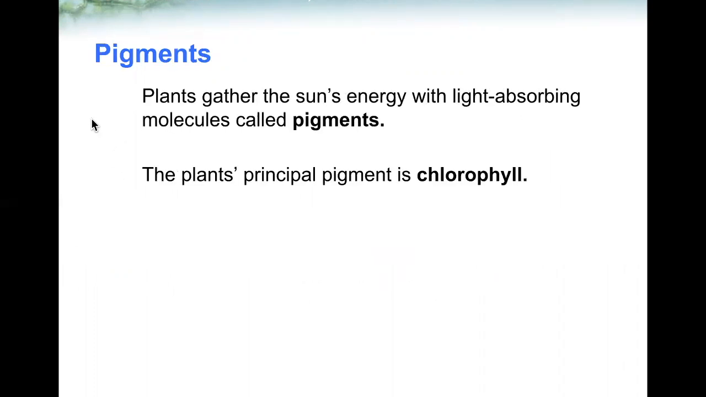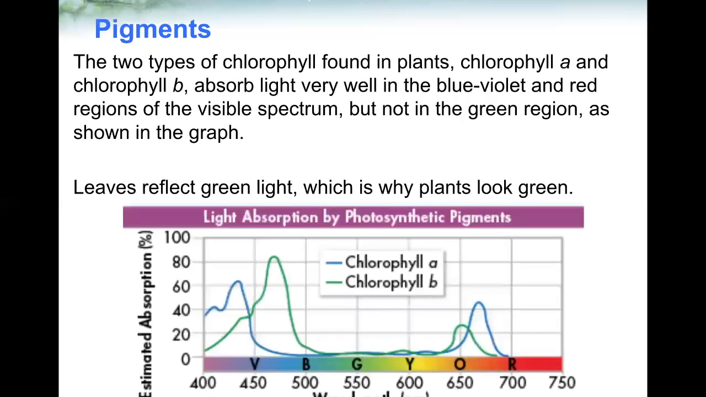Plants gather the sun's energy with light absorbing molecules called pigments. The plant's principal pigment is chlorophyll. The two types of chlorophyll found in plants, chlorophyll A and chlorophyll B, absorb light very well in the blue, violet, and red regions of the visible spectrum, but not in the green region, as shown in the graph. So they absorb violet, this one absorbs blue, and orange and red are absorbed. Leaves reflect green light, which is why plants look green.